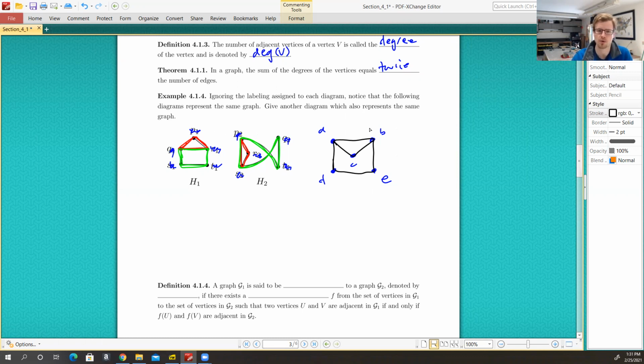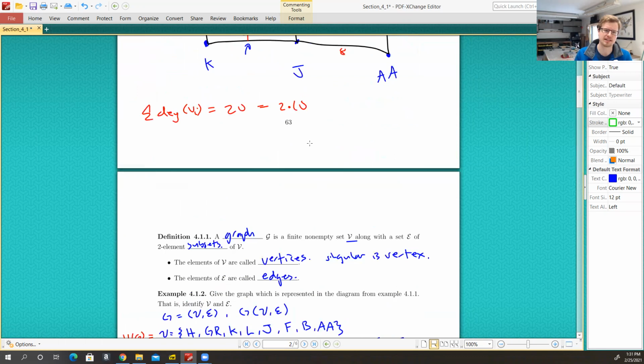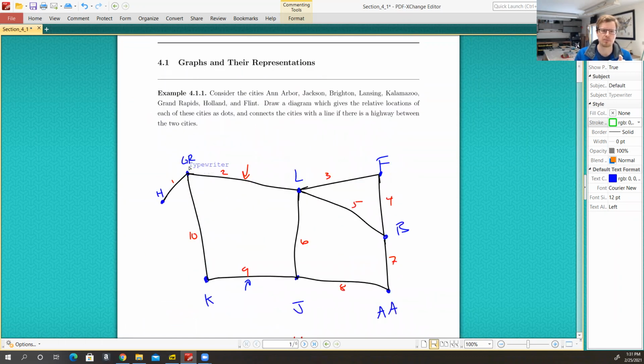But that's ignoring what the labels are, because the labels are just ways to refer to a vertex. It's a little bit weird. Earlier I said the vertex is the letters and the dot represents the letter, which is true, but I suppose it's the other way as well. I could label these differently and I'd still have the same graph.